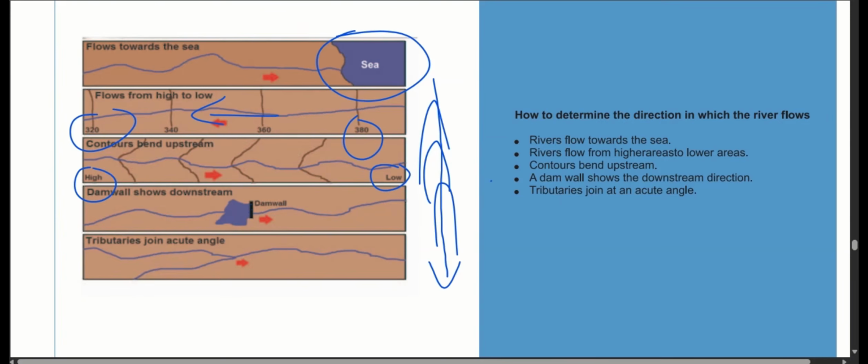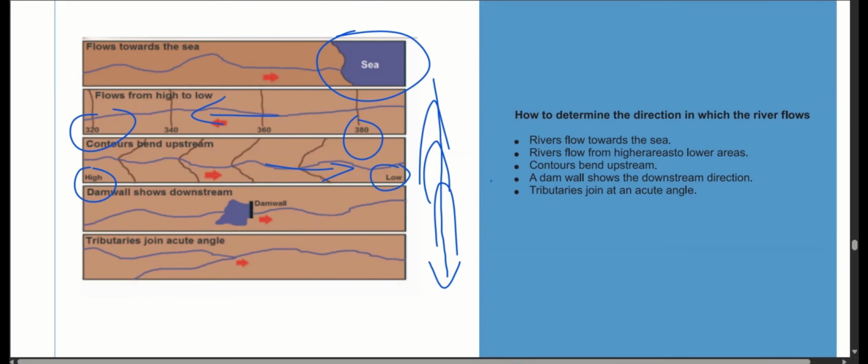So in this case, as you can see, there's the low, there's the high. So that's the lowest point, that's the highest point. It means this river now is flowing towards the east, whereas the contour lines are bending towards the west, which is the upstream.